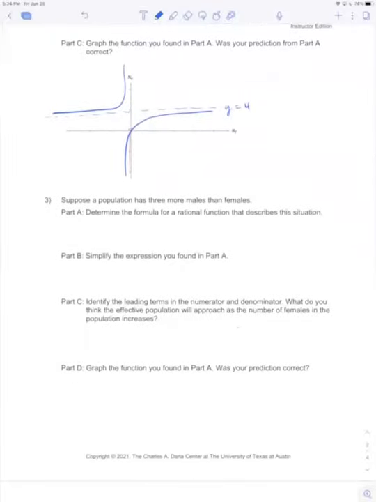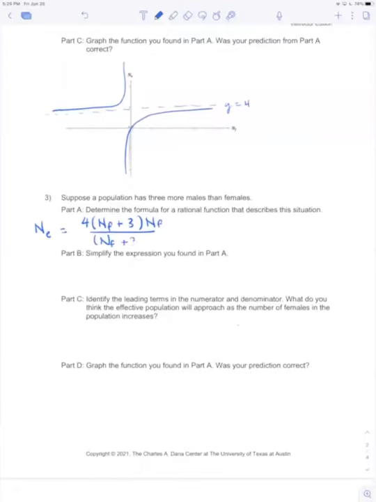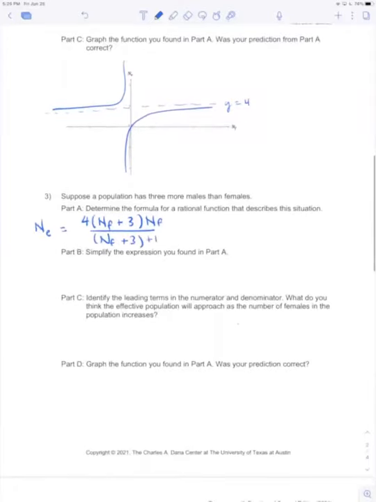Suppose a population has 3 more males than females. Part A says determine the formula for a rational function that describes this situation. Well, let's see, we could write n sub e is equal to, we have 4 more, so we could write 4 and then nf plus 3 times nf, and then we have n sub f plus 3 again there, plus nf. We're just taking the number of females and adding 3.